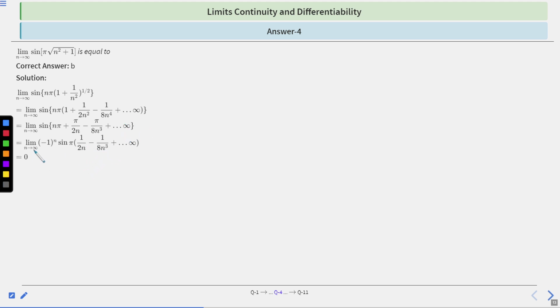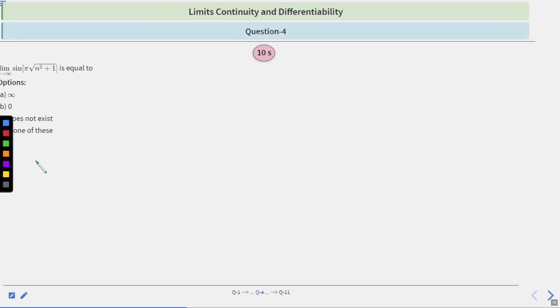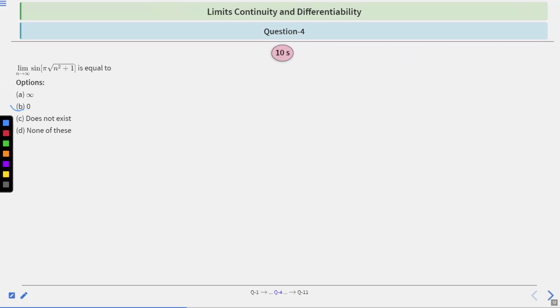See, since limit n tending to infinity, this whole term is 0, this is 0, the whole term will be 0, right? So sine pi into 0 means sine 0. So sine 0 into the whole term, the answer will be 0. Clear? So I think option B is the right choice. Okay, 0. Fine.